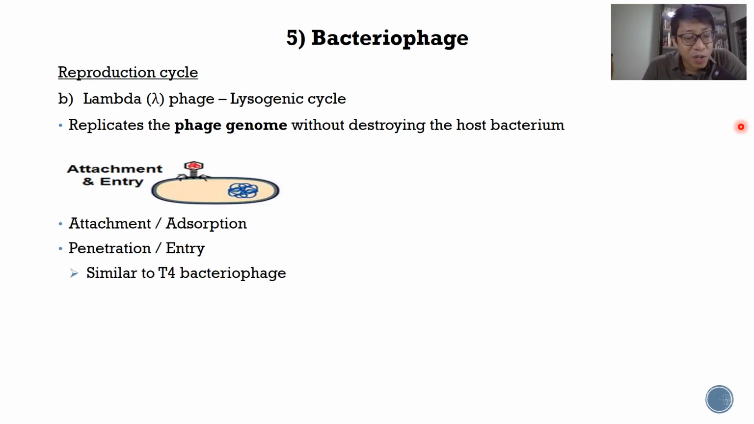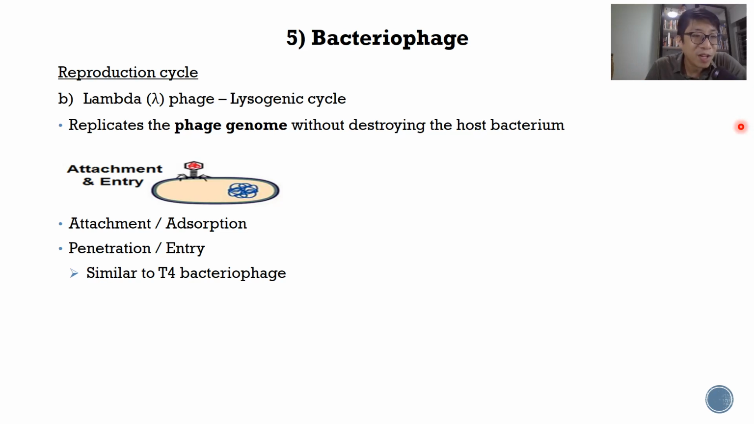All right, so the first step is still entry, which is similar to T4. The difference is, of course, that the lambda phage only has one short tail fiber. So much of the binding to the specific receptors is due to the base plate, because the one short tail fiber doesn't really help much in terms of binding. But other than these small details, the attachment is similar.